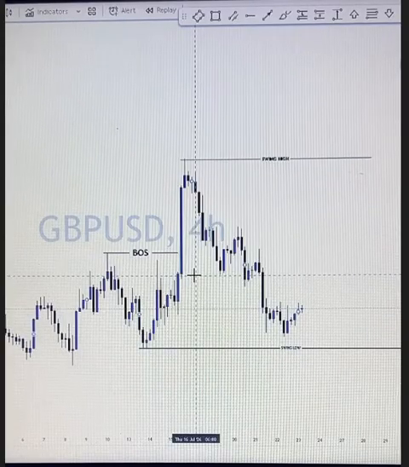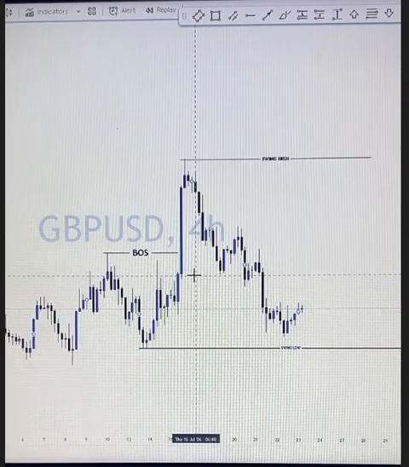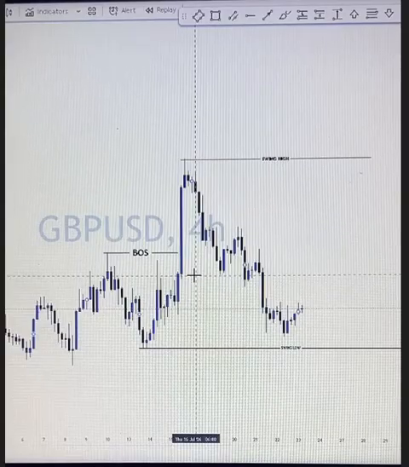After finding the 4 hours direction, you want to find out where price is going.